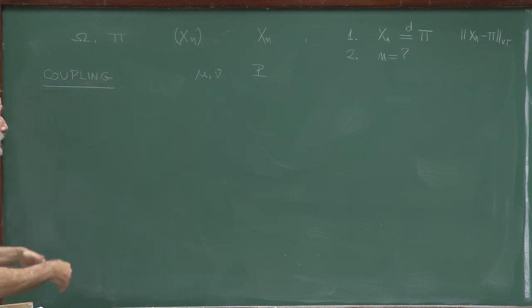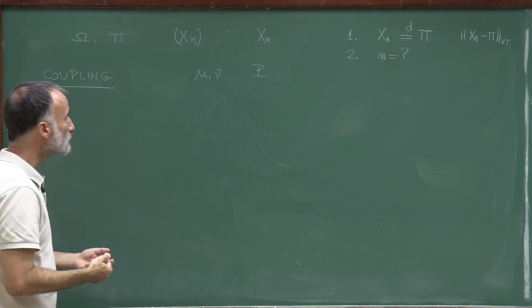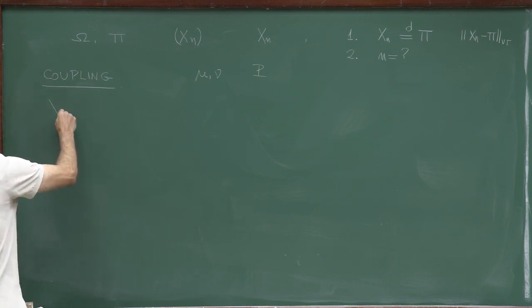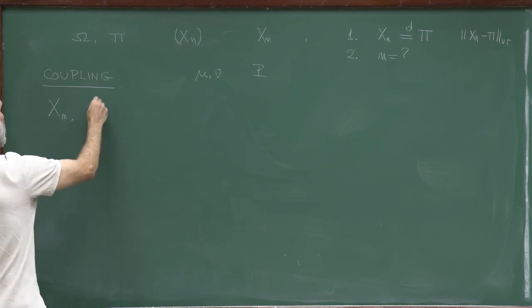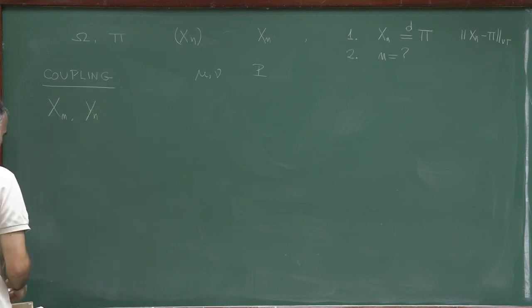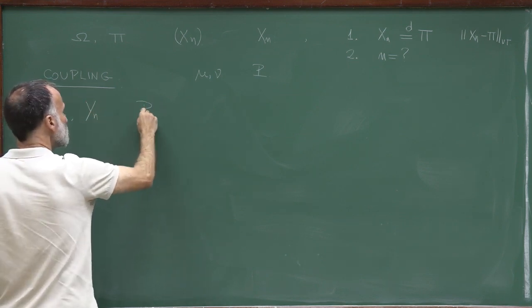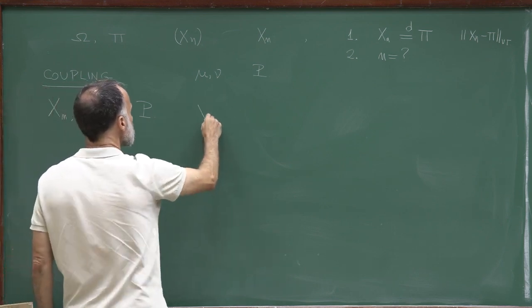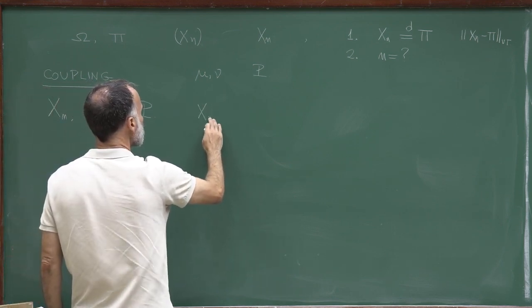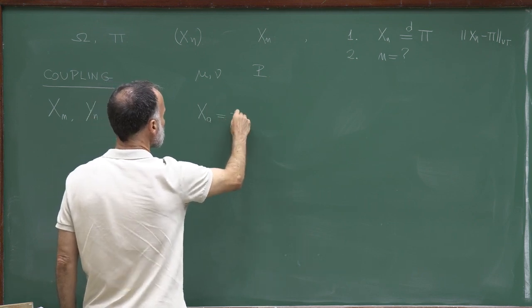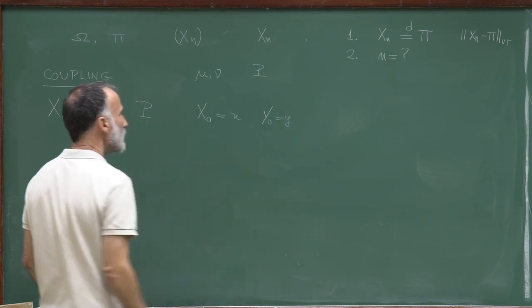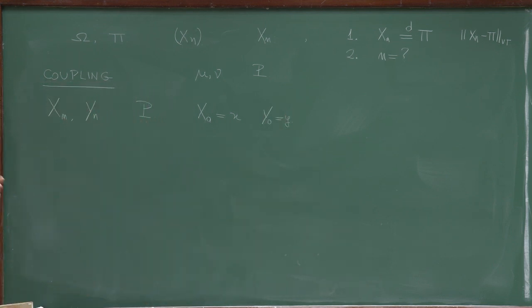Now, I want to extend this concept to processes, to Markov chains. So let's say that we have two Markov chains, X_n and Y_n, and to simplify, let's assume that their transition matrices are the same. The only difference is that X_0 starts from a point x, while Y_0 starts from another point y. And we would like to couple these two chains.